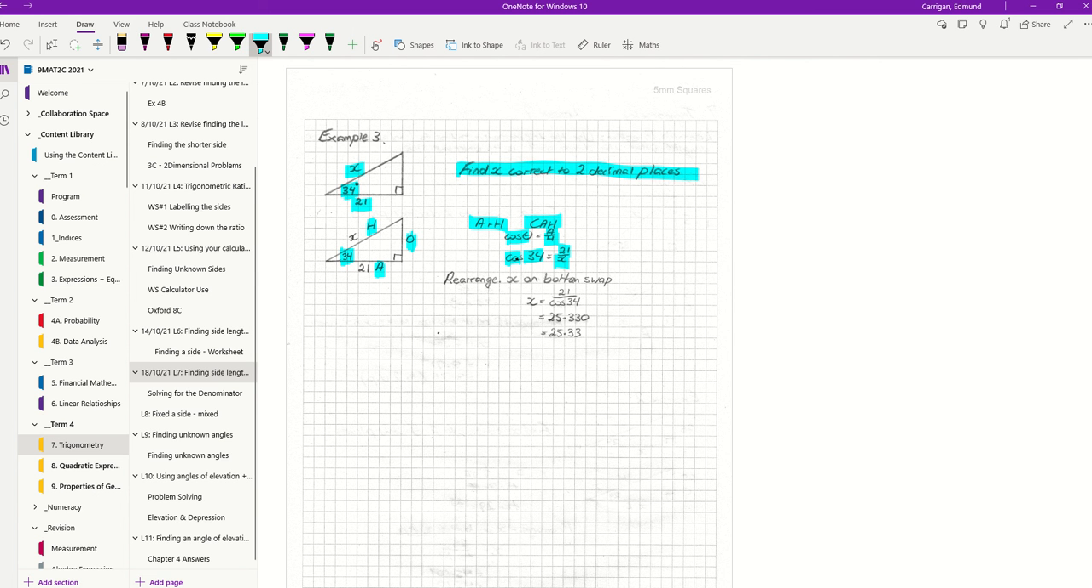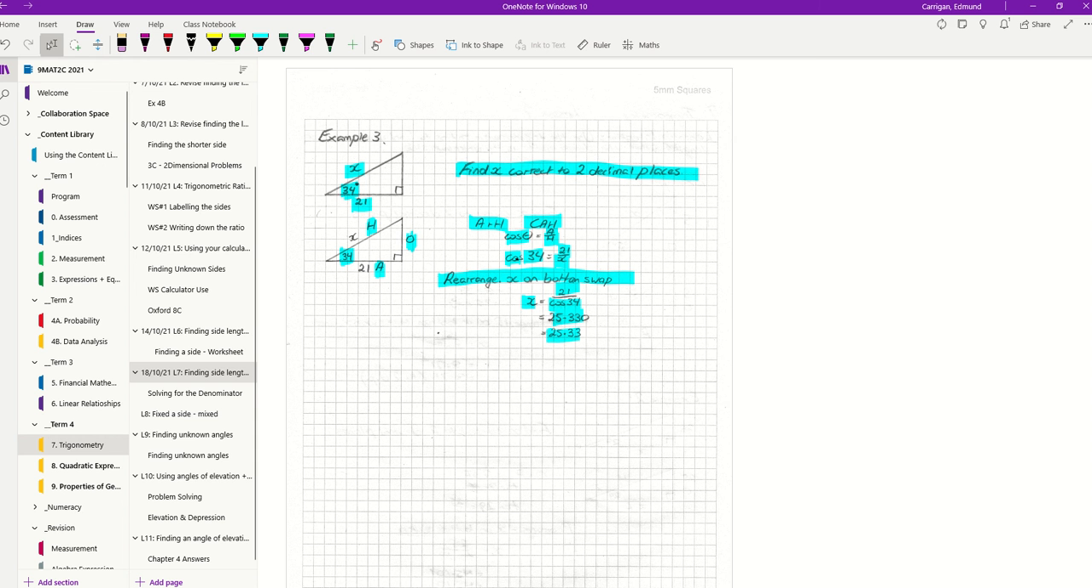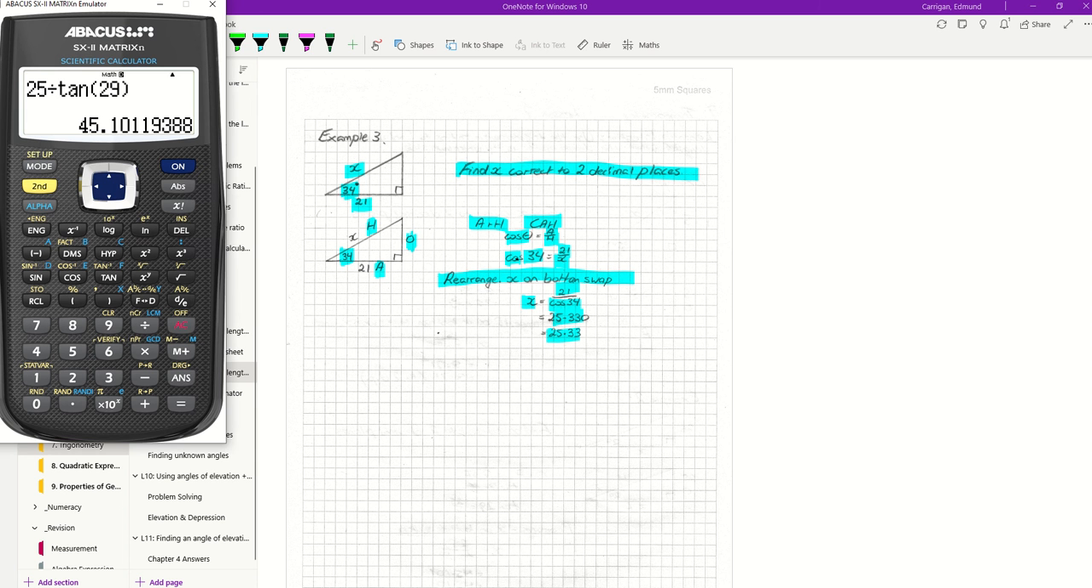The unknown is on the bottom, so rearrange: swap, pull the x out and throw it on the left, put the cos 34 where the x was. x equals 21 divided by cos 34. Getting our calculator, we'll go back to the sharp one. I'll clear that. Okay, so we've got 21 divided by cos 34 equals 25.330, which is 25.33.